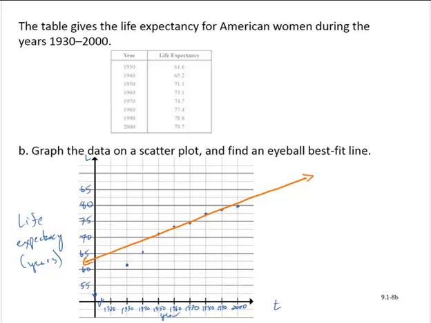So there's the line I'm going to use for my best fit. Again, I'm purposefully leaving off those first 2 data points. I'm going to focus on the later 6 data points, and specifically the line that I drew went through the 1950 data and the 1990 data.